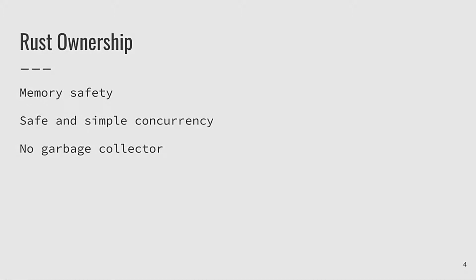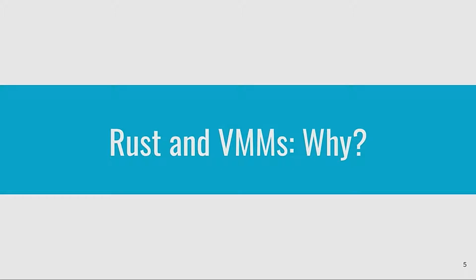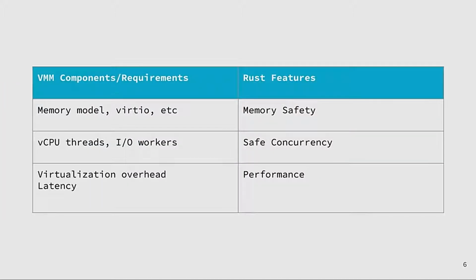Obviously, this brings some complexity when you actually write code. So you will find the Rust toolchain not being your best friend at the beginning, but eventually it becomes easier and easier. So why are we using Rust? I guess if you understood the ownership concept, it's kind of obvious. If you try to map some of the main components and requirements of a VMM to the Rust language features, it's kind of obvious.